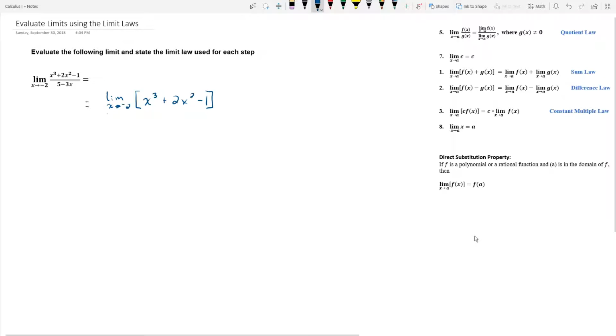And that is set over the limit as x approaches -2, the argument 5 minus 3x. And in this next step, we're going to separate this using 3 different laws.